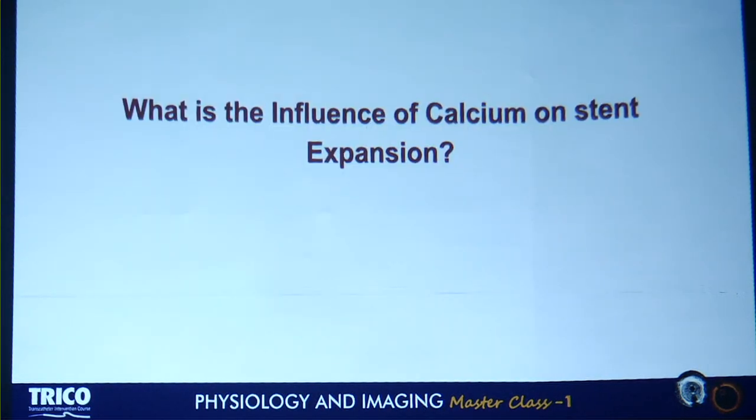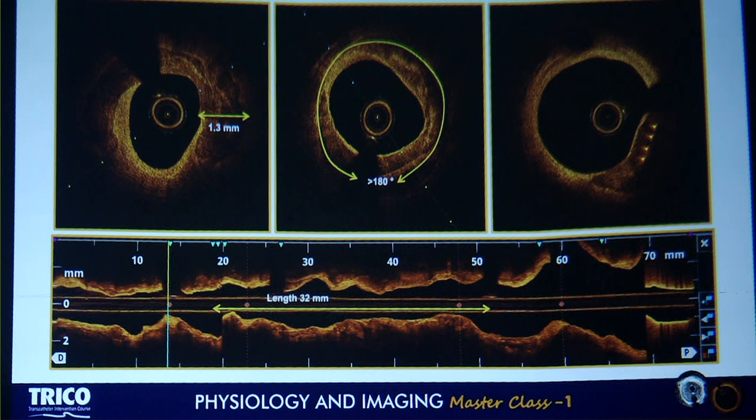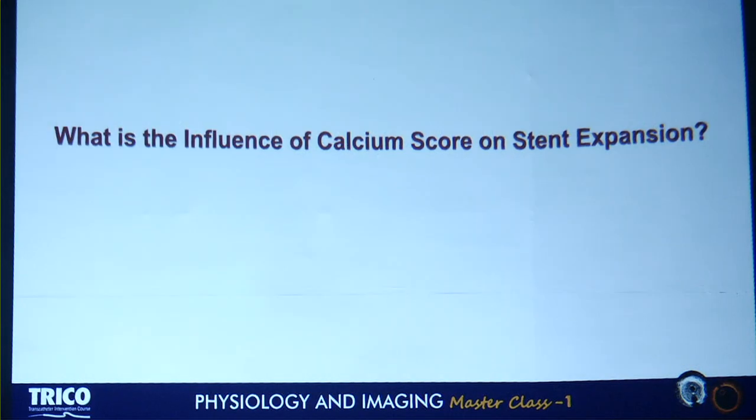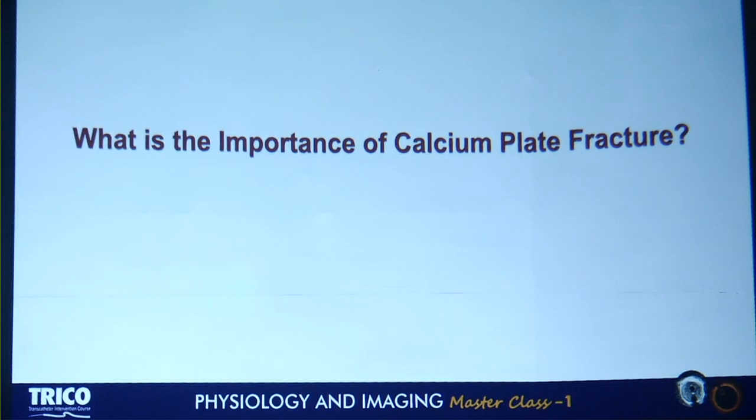So coming to the point, what is the influence of calcium on the stent expansion? Calcium is a villain as far as stent expansion is concerned, particularly high intensity calcium. An OCT based calcium volume index score has already been devised: angle less than 90 is 0, 90 to 181 is 1, and more than 182 is 2. Similarly, calcium thickness more than 500 micron is 1 and calcium length more than 5 millimeter is 1. This is how you measure the thickness, the circumference and the length of the calcium, and you score from 0 up to 4. Higher the calcium volume index score, poorer is the stent expansion if you don't properly address it.